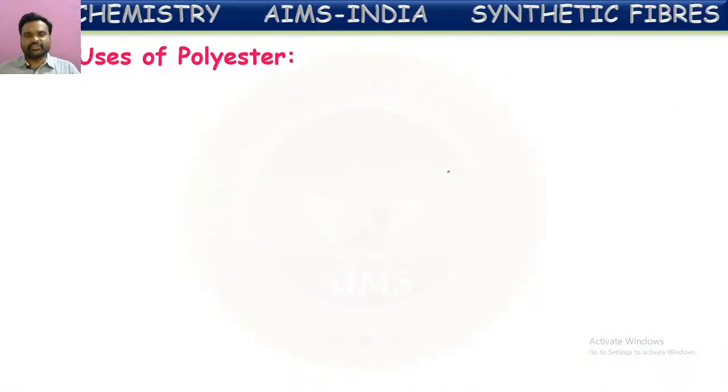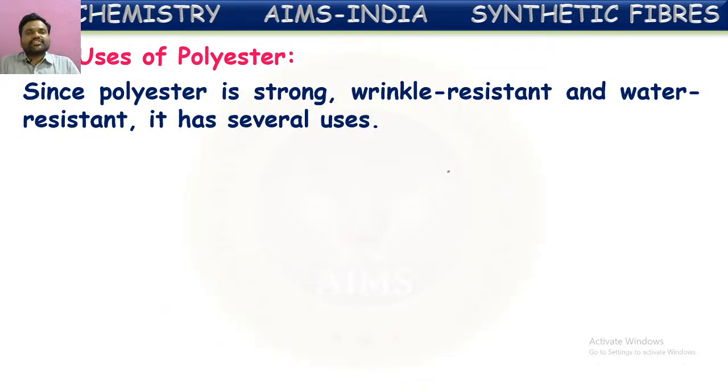So what are the uses of these polyesters? Since polyester is strong and wrinkle resistant, as you know, wrinkle resistance means it won't get folds, even after using it a number of times, even after washing a number of times. Whereas some natural fibers get folded easily after certain washings. And it is water resistant also. Because of these properties, polyester has several uses. Let us see those one by one.